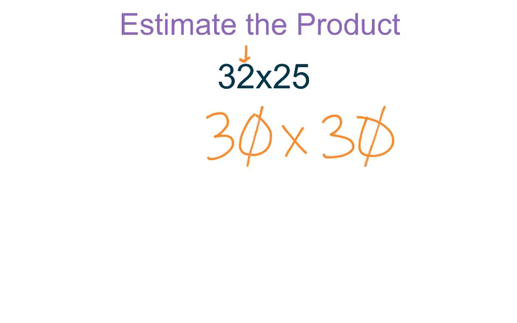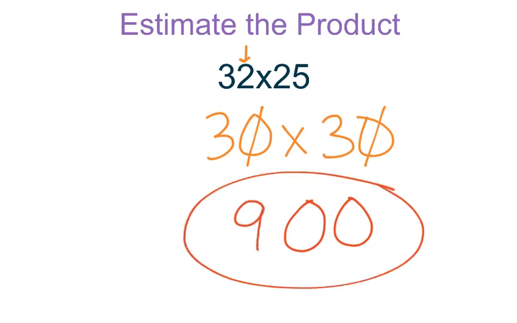Go ahead and estimate this product. I want you to round those two numbers and then multiply them together. If we round these two numbers, 32 would round to 30. The 2 is 4 or less, so we just ignore it. And 25 would round up to 30 because 25 is closer to 30 than it is to 20. Then all we have to do is multiply. So we're going to cross those two zeros out. We're going to place those two zeros down below. And 3 times 3 is 9. So our estimate for 32 times 25 would be 900.